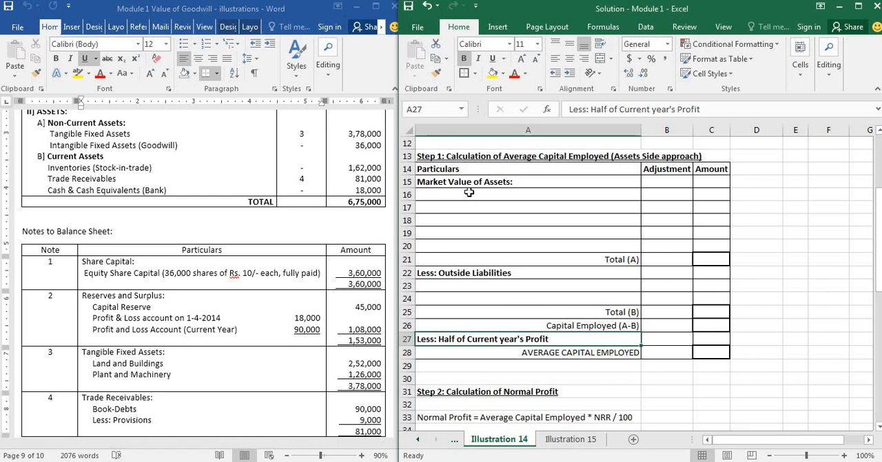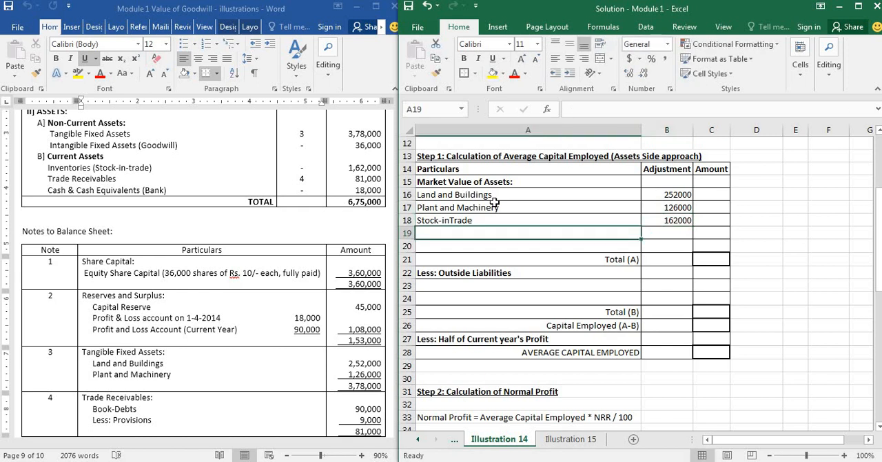So let us start taking tangible fixed assets, note number 3. In note number 3, we have land and building and plant and machinery. Land and building is 2,52,000. Plant and machinery is 1,26,000. Then we have goodwill, which we are not going to take. The next is stock in trade, or you can write inventories also. Any one is fine. 1,62,000.